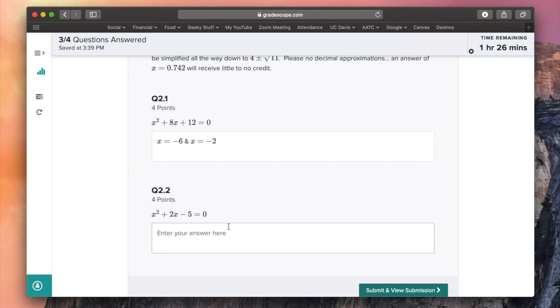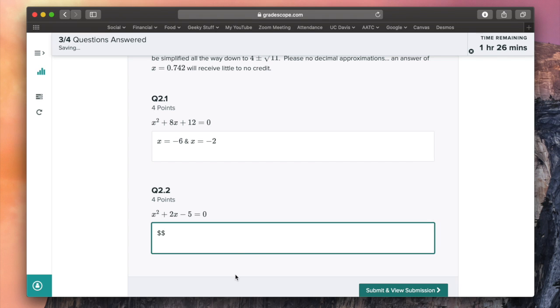So I get negative 2 plus or minus the square root of 24 all over 2, which ends up being negative 2 plus or minus the square root of 4 times 6 all over 2, which is negative 2 plus or minus 2 root 6 all over 2. Divide each thing by 2, and I get negative 1 plus or minus root 6.